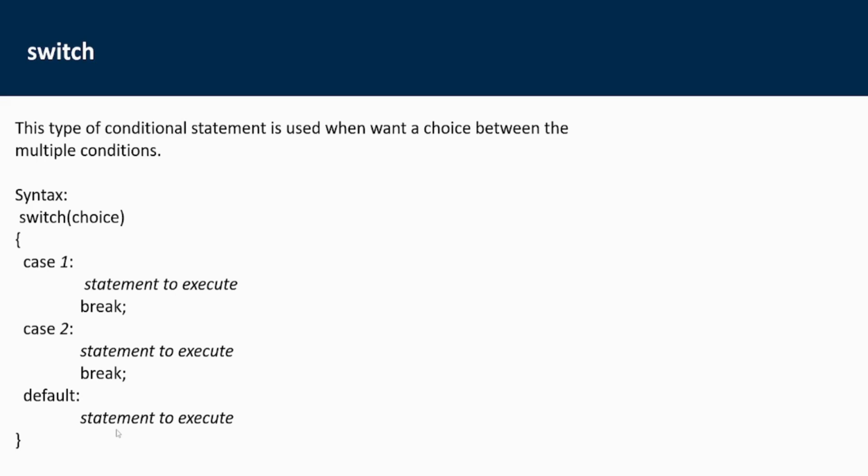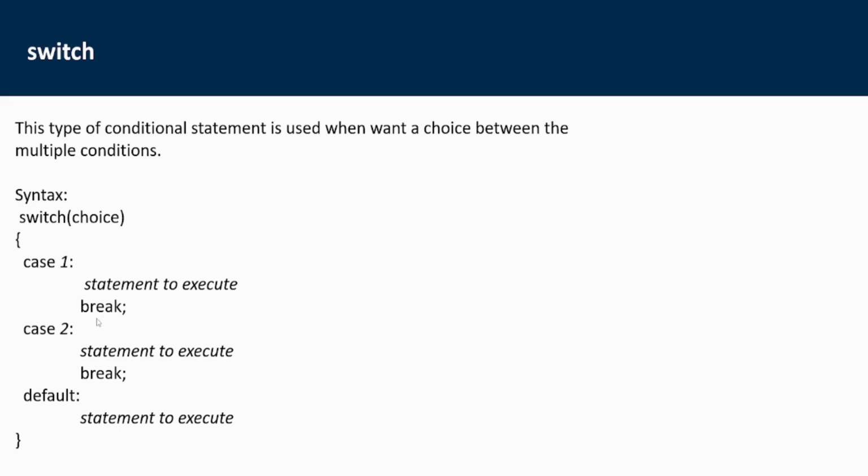Why the default is there? If you have given the choice 3 or 4 or 5, it can be any, so then the statement default will be executed. If the choice is 1, that is integer 1, then this statement will execute.